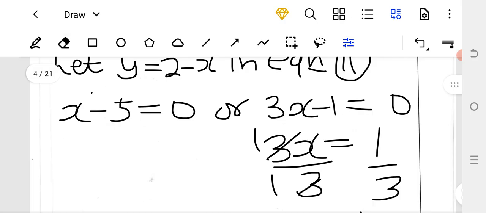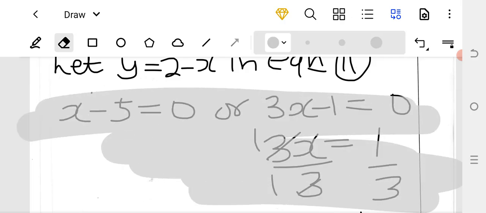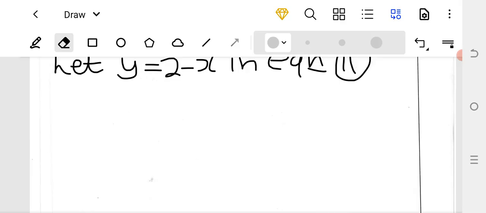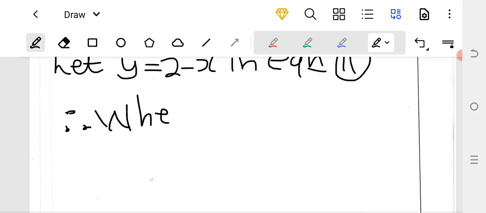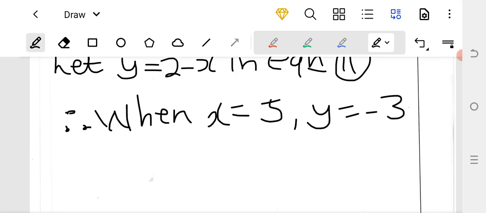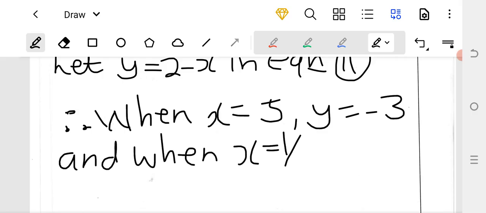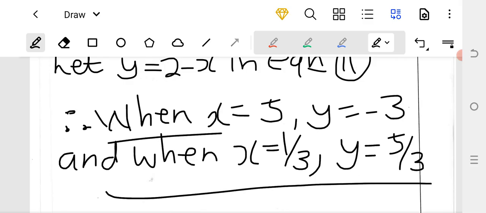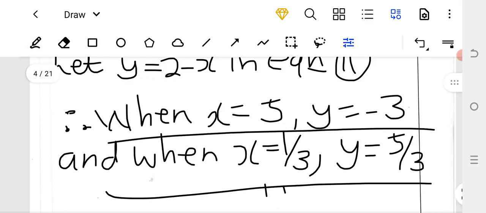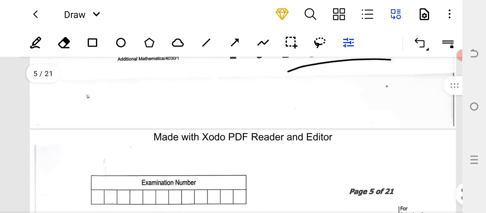To conclude, I'll conclude right here. Therefore, when x is equal to 5, y is equal to a negative 3, and when x is equal to 1 over 3, y is equal to 5 over 3. That's your final answer, and you get your 5 marks. 5 marks just like that.